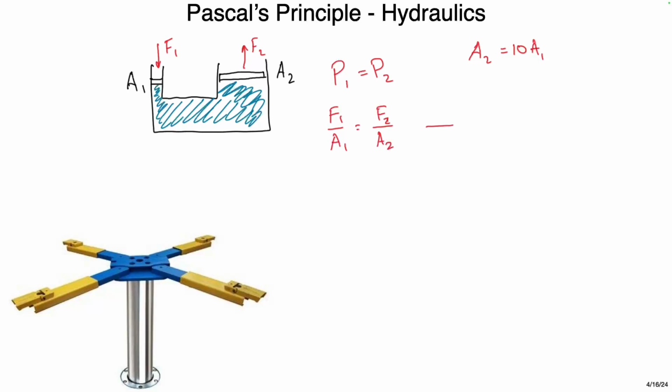So if I take this right here, this is F1 over A1 equals F2 over A2, but A2 is 10 times A1, isn't it? And so I've got A1 on both sides. I move my 10 around. This tells me that F2 is going to be 10 times more force than F1. So if I put in, say, 100 pounds of force on side 1, how much force am I going to get on side 2? 10 times 100, or 1,000 pounds.